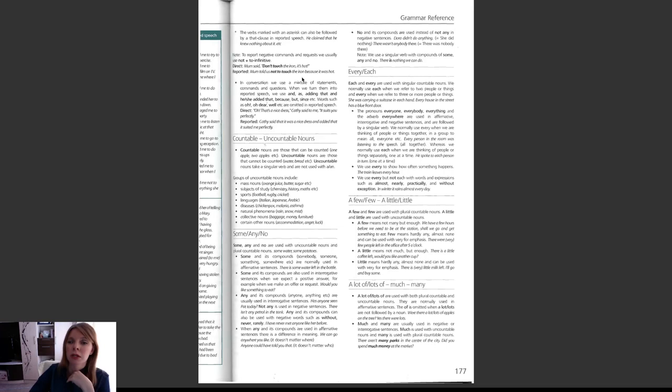И последний момент, который бы хотелось вам рассказать относительно данной темы косвенной речи, is the following, следующий. So, in conversations, we use a mixture of statements, commands, and questions. When we turn them into reported speech, we use and as, adding that, he, she added that, because, but, since. Words like oh, dear, well, are never used in reported speech, so they are omitted. Let's pay attention to the examples. Oh, that's a nice dress, Kathy said to me. It suits you perfectly. Kathy said that it was a nice dress and added that it suited me perfectly.